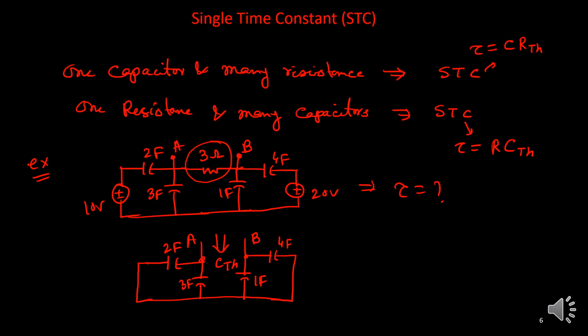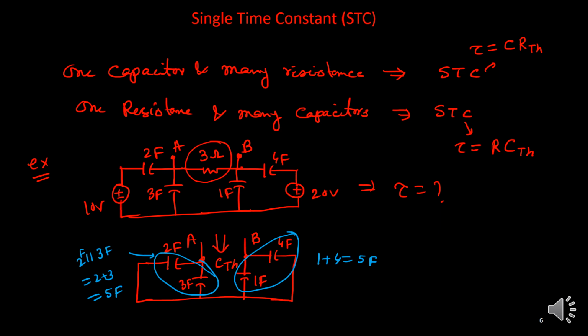Now it is very simple. You can understand that these two will be connected in parallel. So 2 farad and 3 farad in parallel will give you 2 plus 3 equals 5 farad. Similarly, these two are again combined in parallel, so it is 1 plus 4 equals again 5 farad.